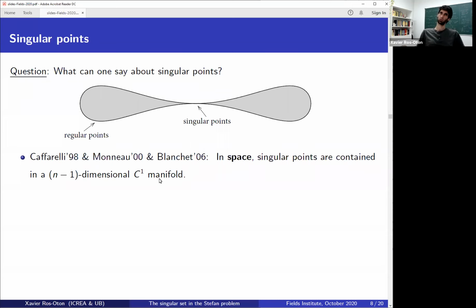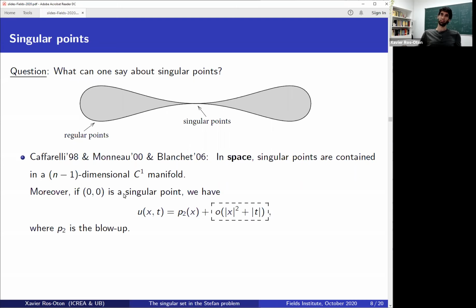But this is not what was proven in time. So this is in space. Let me see in a second what happens when you consider the regularity in time. This is the classical theory, in a sense, of Caffarelli, Monod, and Blanchet.